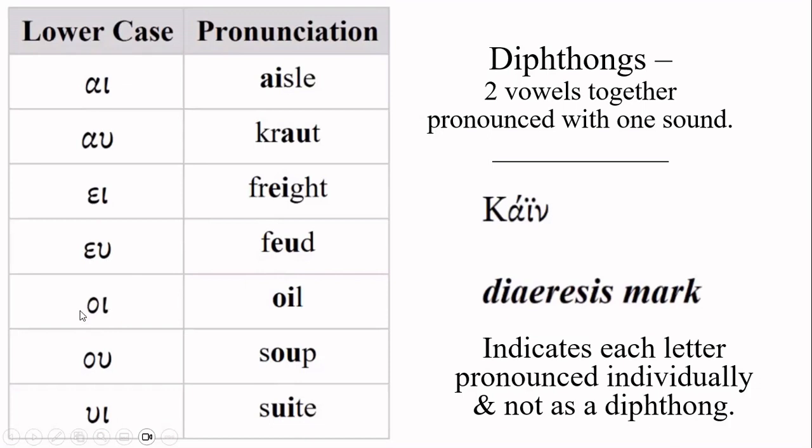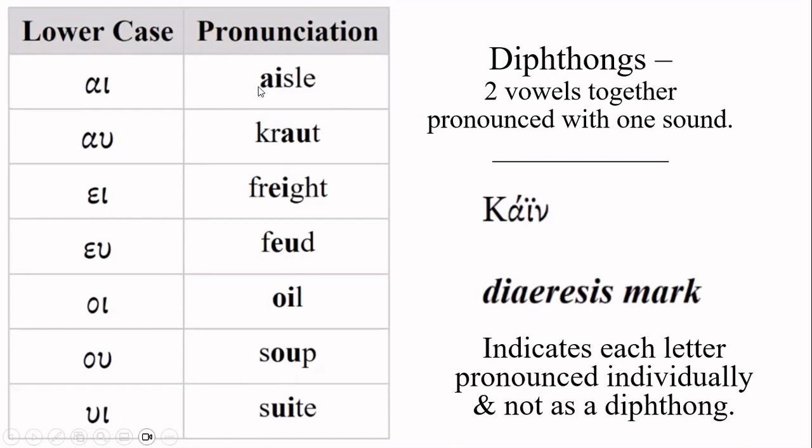Omicron, iota together make an oi sound like oil. Omicron, upsilon together says ooh, as in soup. Upsilon, iota together have a we sound, like sweet. So these are called diphthongs when two vowels together make a new sound.